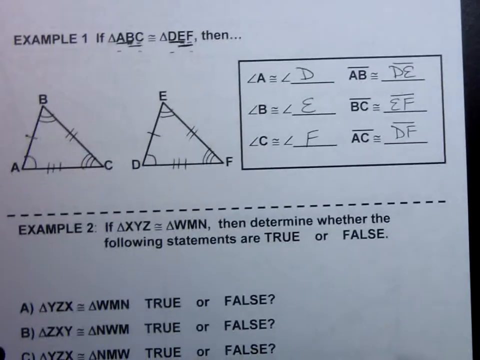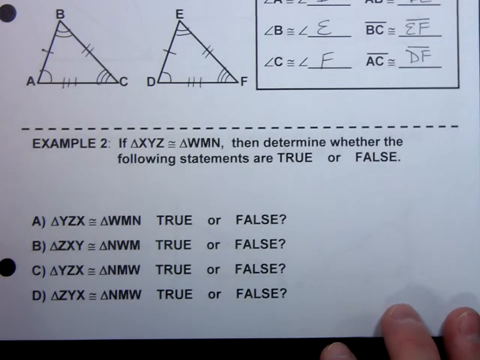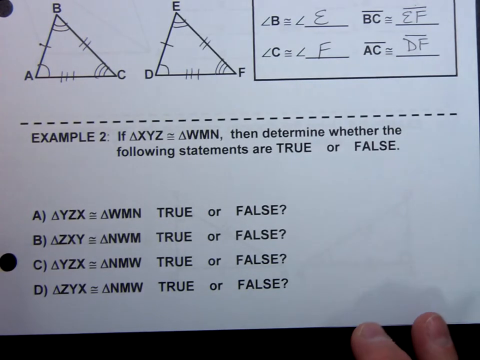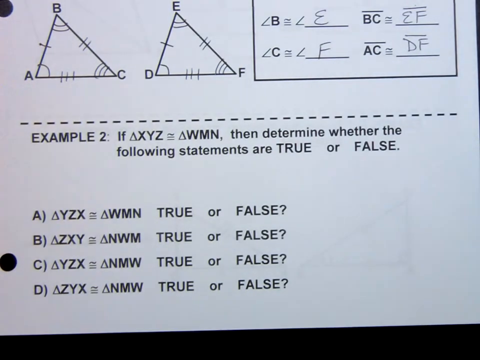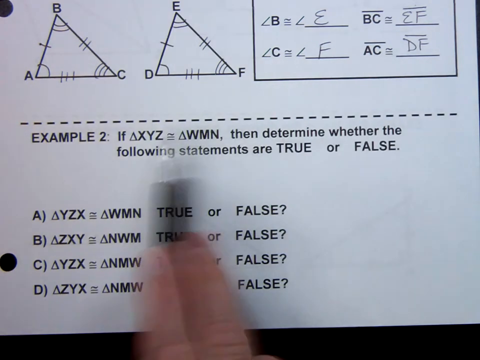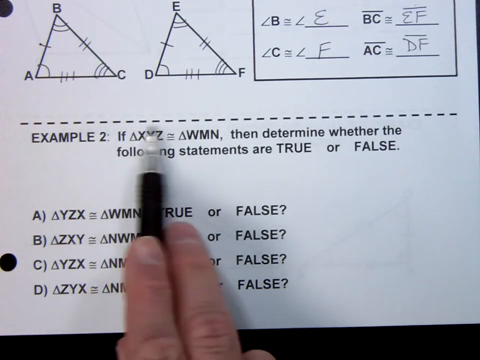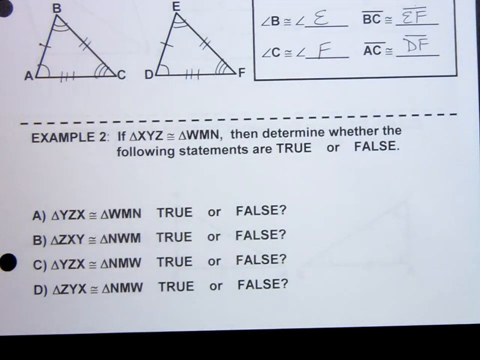Alright, so let's look at example 2. It says if triangle XYZ is congruent to triangle WMN, then determine whether the following statements are true or false. Now, when you write the names of triangles, there's no particular order that the three letters have to go in when you write the name of a triangle. So we could write this a few different ways, but once you've decided what order the letters in that first triangle go in, that determines what the order has to be for the second one, because again, I told you that these congruent statements, the names of the triangles are written in corresponding order.